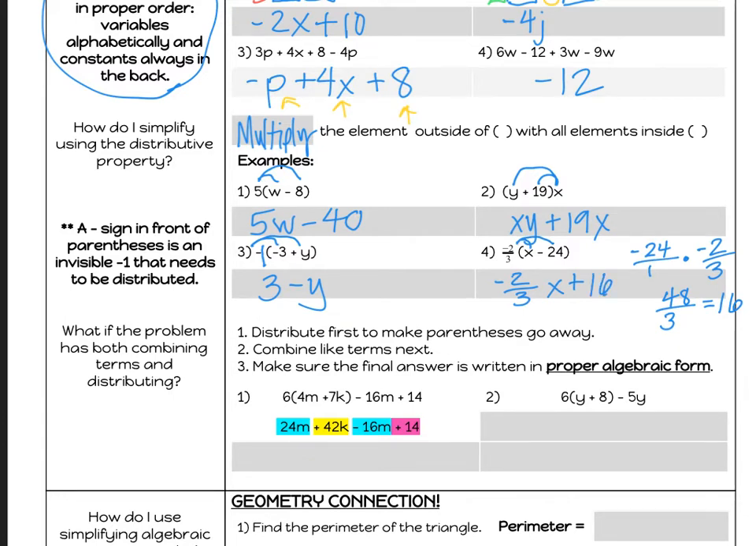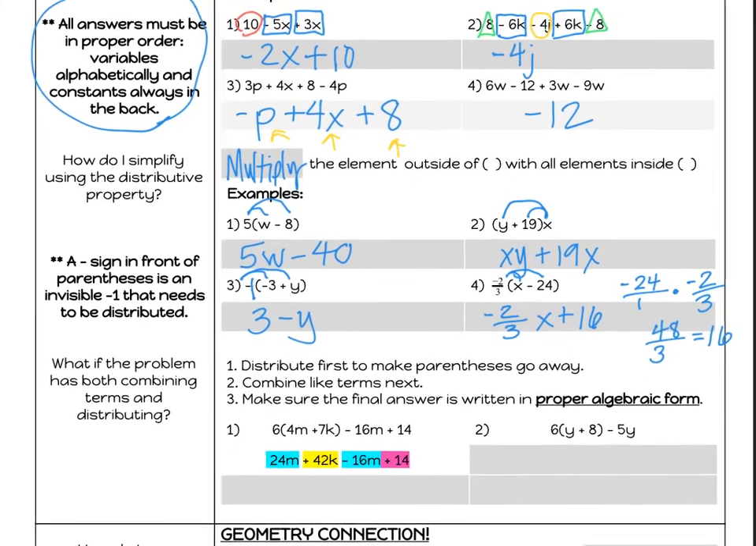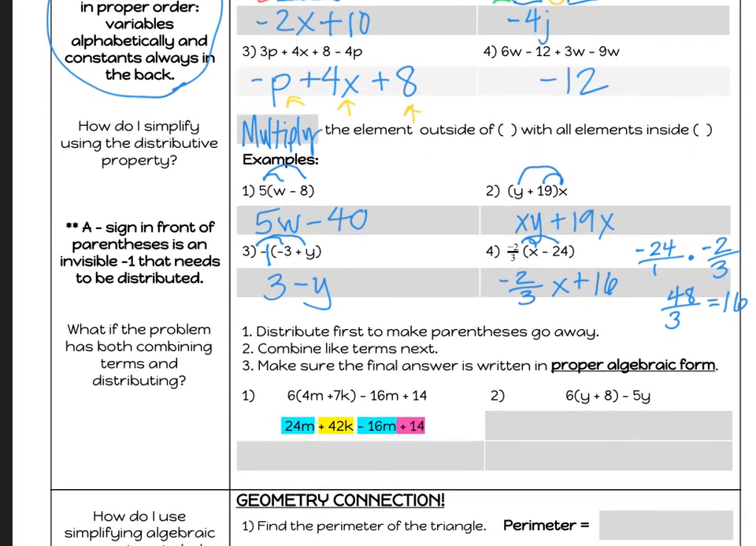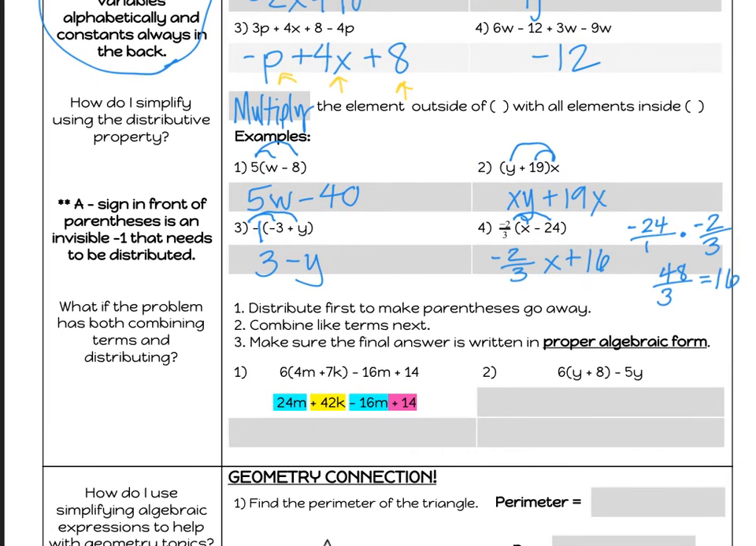There are going to be cases in which you have both distributing and combining like terms. So in this next part, I'm going to tell you what to do first. First, you're going to distribute to make the parentheses go away, and then you're going to combine like terms, and then lastly, you're going to make sure that your final answer is written in proper algebraic form. That's what we circled earlier, saying that the variables are in alphabetical order and that the constants are in the back.